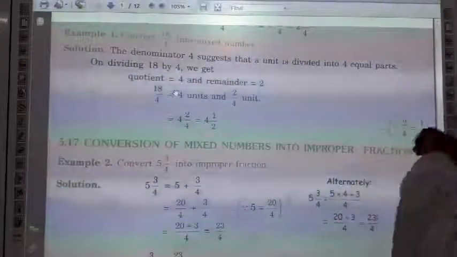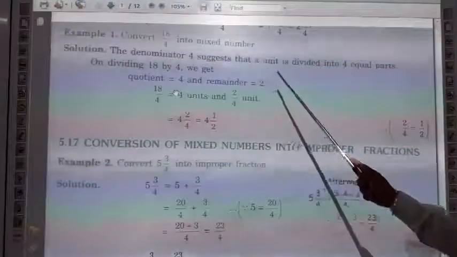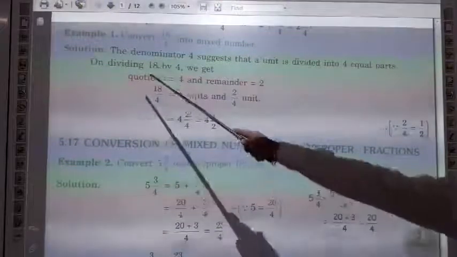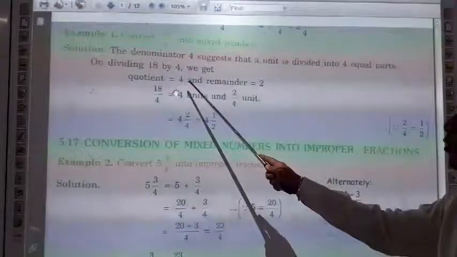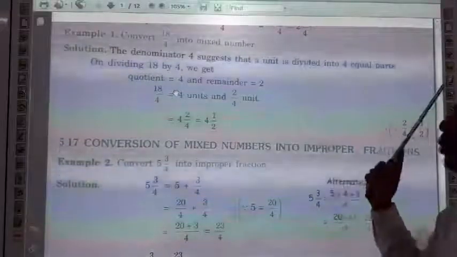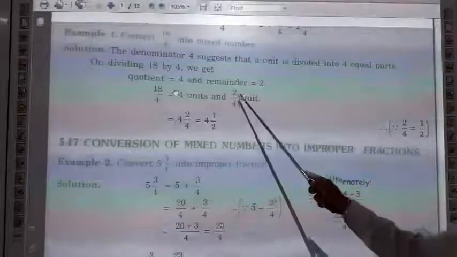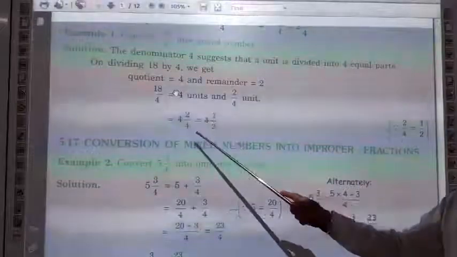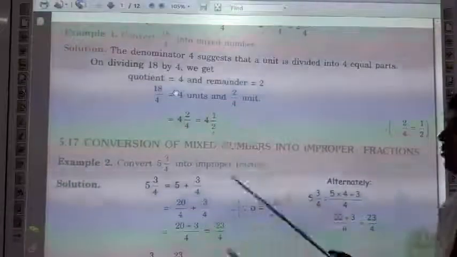Okay. Now the solution: the denominator 4 suggests that a unit is divided into 4 equal parts. On dividing 18 by 4, we get quotient 4. 4 fours are 16, remainder is 2. Now 18/4 is equal to 4 units and 2/4 units. So 4 2/4 is equal to 4 1/2. 2 ones are 2, 2 twos are 4.